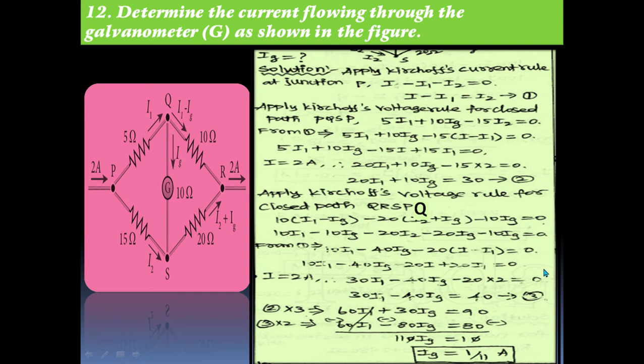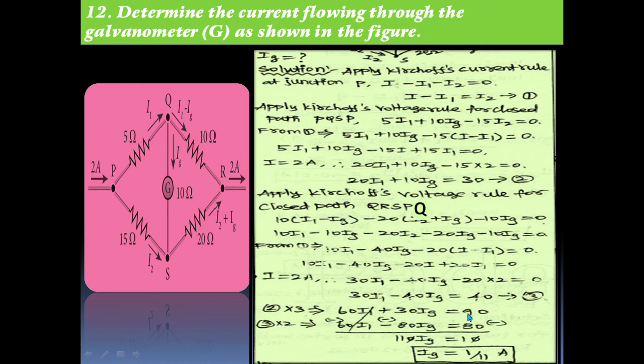So equations 2 and 3. Equation 2 can be multiplied by 3: 20 into 3 is 60 I1, 10 into 3 is 30 Ig, equal to 30 into 3, which is 90. The third equation is multiplied by 2: 30 into 2 is 60 I1, 40 into 2 is 80 Ig, and 40 into 2 is 80. The 60 I1 terms cancel each other.